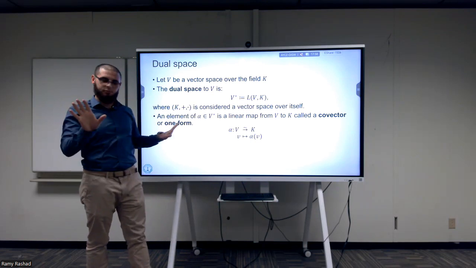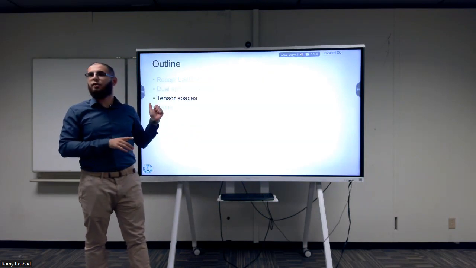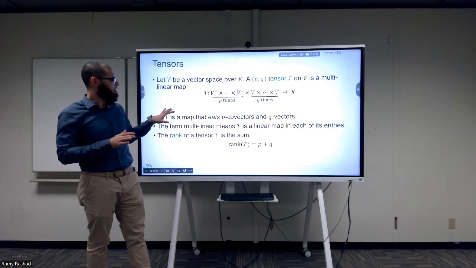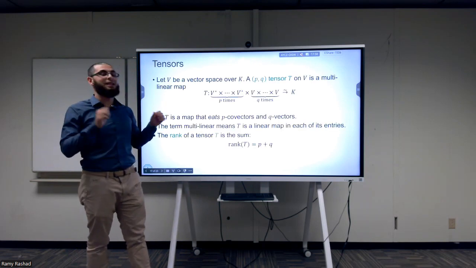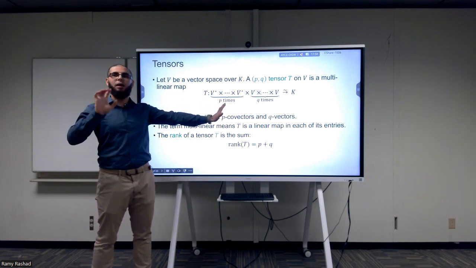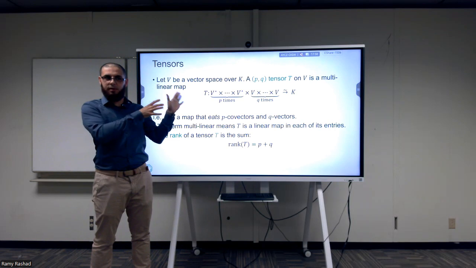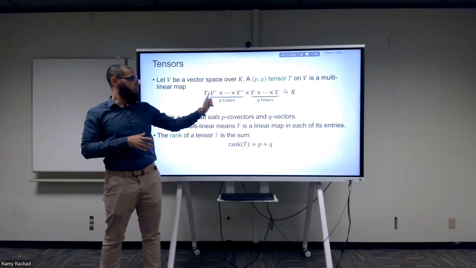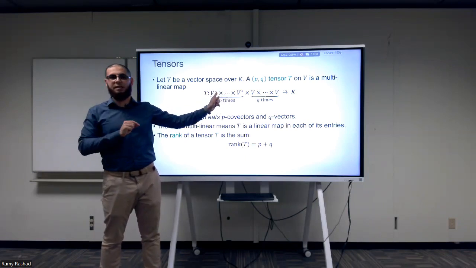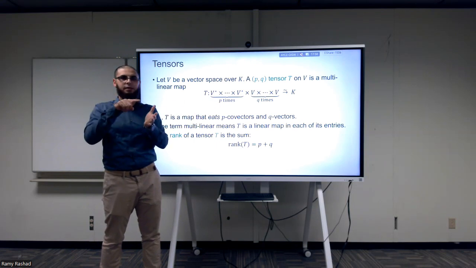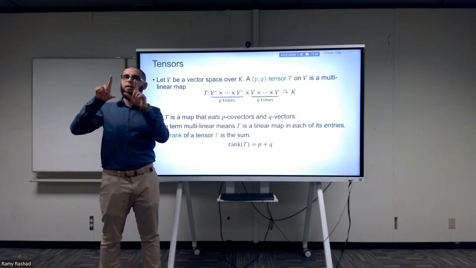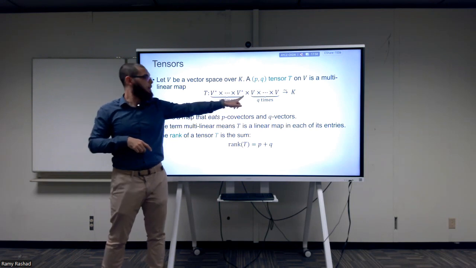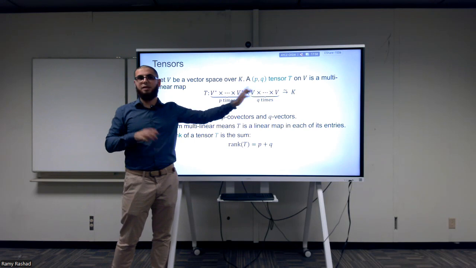Okay. Tensor spaces. Who here has heard about tensors before? Who understands tensors? Okay, good. Let me confuse you even more about what you already know. What is a tensor? A tensor is simply a multilinear map. What we're going to introduce here are maps that would eat P elements from V star, and Q elements from V. So it's a multilinear map.